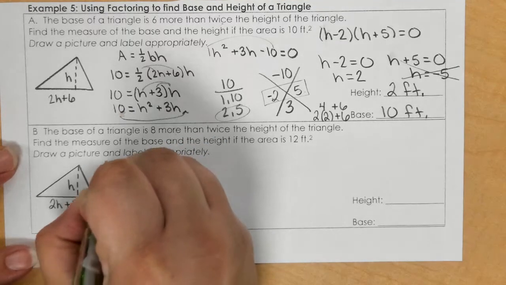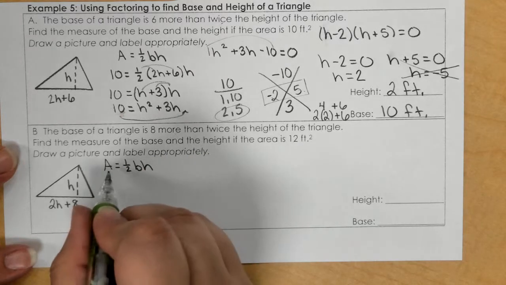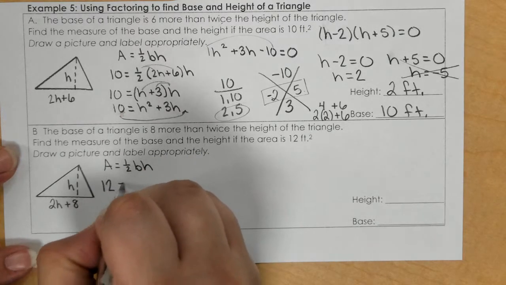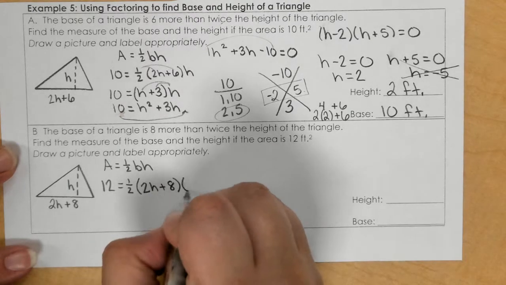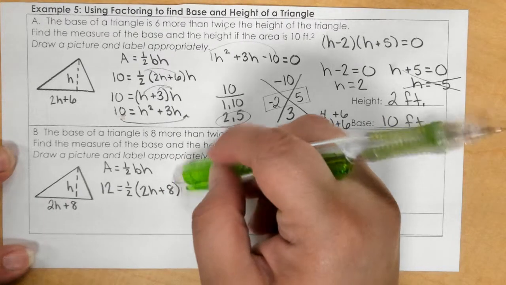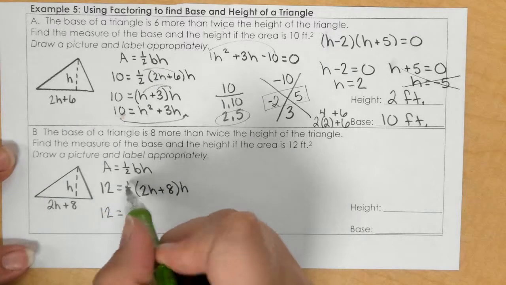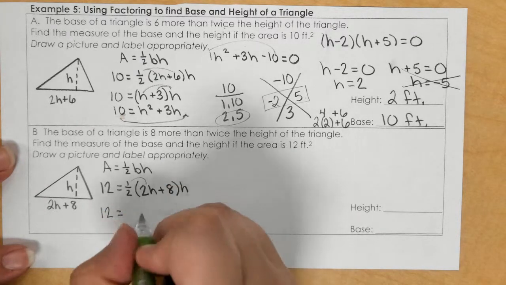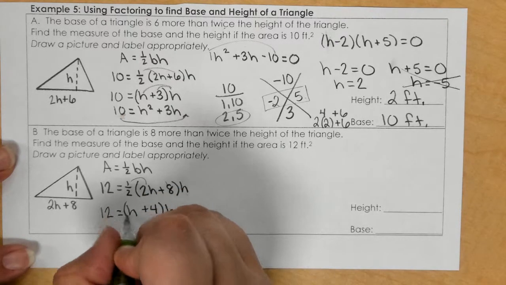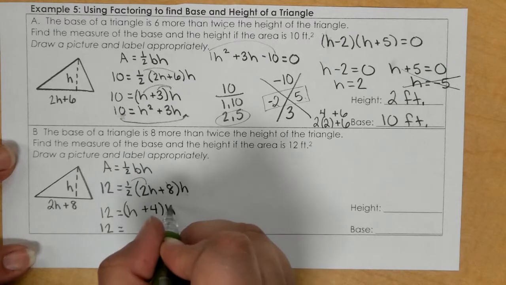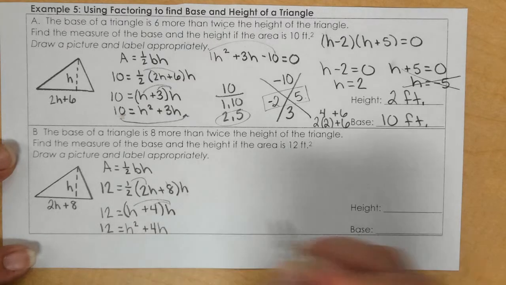So we would say, okay, the formula. What do we know from this formula? We know that the area is 12. We know the base is 2h plus 8. And we know that the height is just h. So half of 2h is h. Half of 8 is 4. If I distribute my h, we get h squared plus 4h.